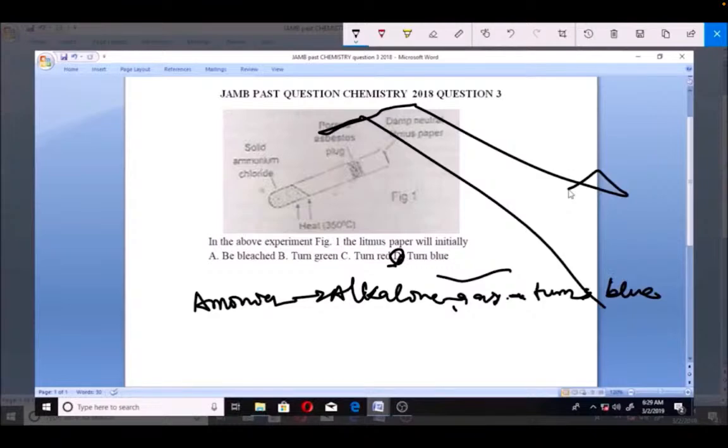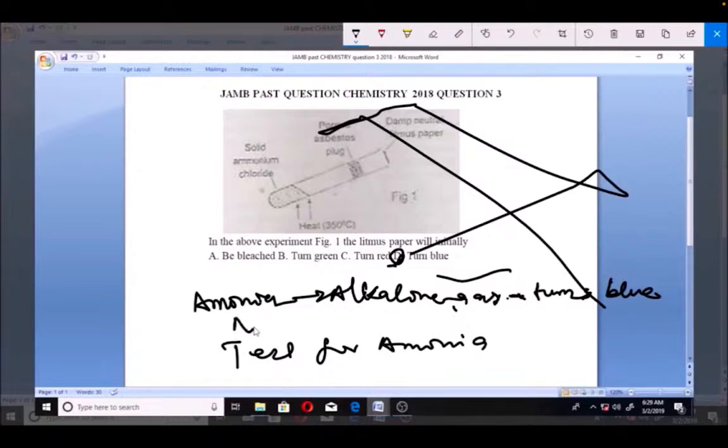when solid ammonium chloride is heated at this temperature of 350, ammonia gas that has a characteristic choking smell, which is easily recognizable, is released. So you can find this topic under nitrogen and its compounds, and you can check test for ammonia. When you check test for ammonia, you'll be able to understand this very well. So this topic is under nitrogen and its compounds in your chemistry textbook.